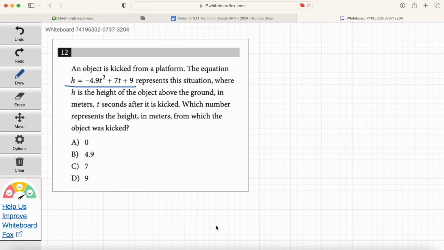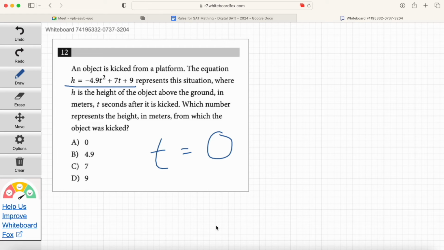But here's what we're going to do. We're going to plug in a value for t, which is going to make this really easy. They're asking for the height when the object was kicked. We know the t value the moment it was kicked. What's the t value, Ruby, when the object was kicked? Think about it. If it's t seconds after it was kicked, what's the t value the moment the object is kicked? The t value is 0.